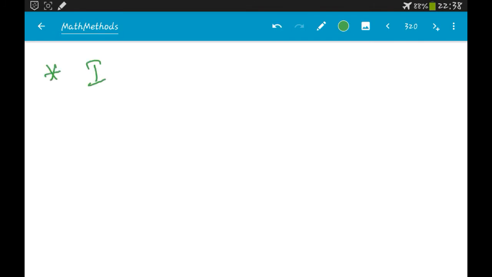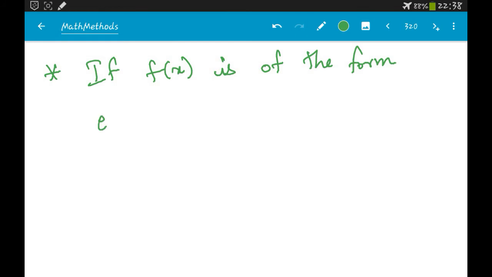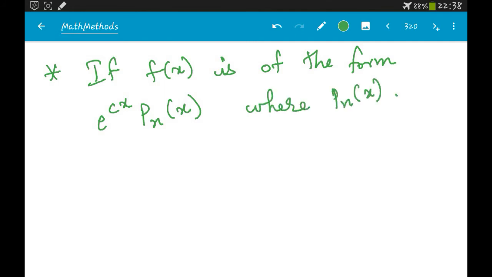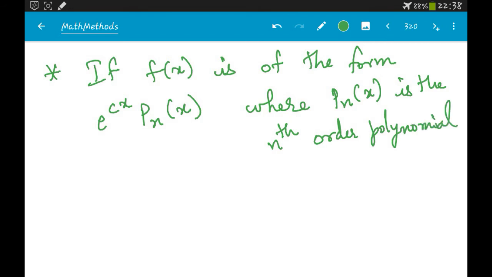Next, if f of x is of the form e power cx times Pn of x, where Pn of x is the nth order polynomial. Okay, so what does nth order polynomial mean?